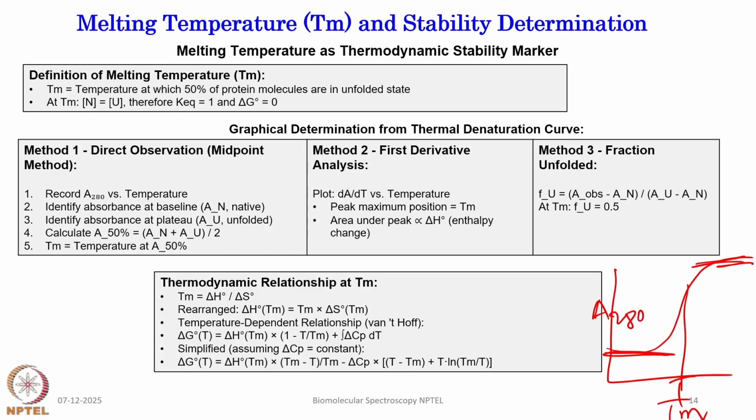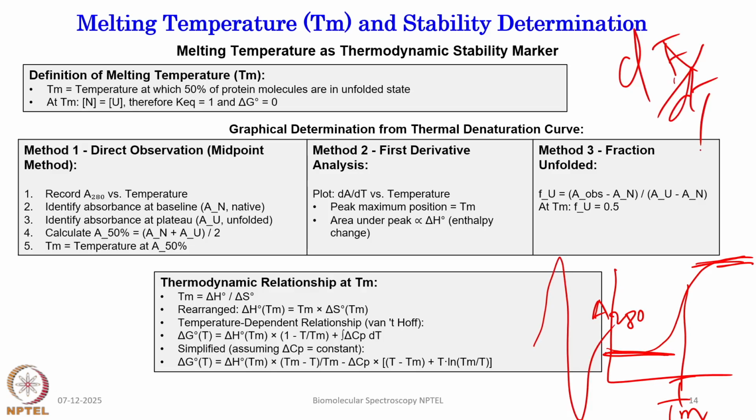The second method we can do is the first derivative method. You plot dA by dT, and wherever the maxima point comes, that is the Tm. So, another peak we can look at is the enthalpy change.